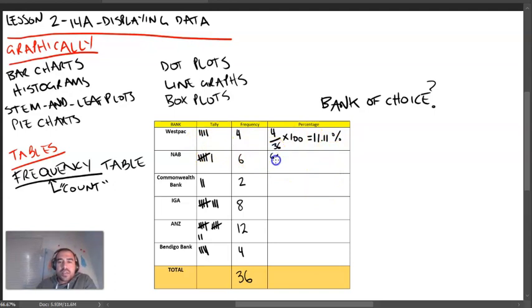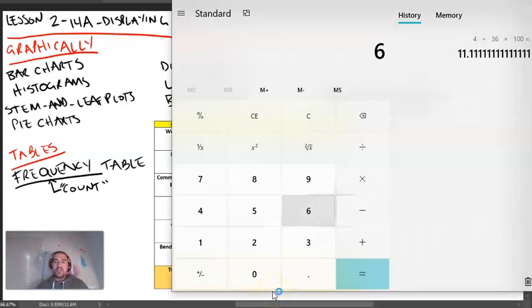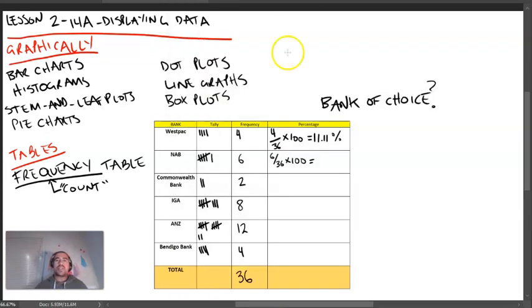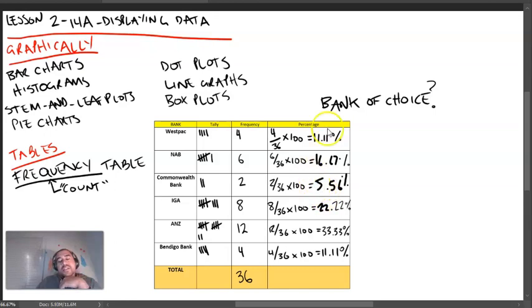Second one, 6 out of 36. The top number is 6 because the frequency count is 6. Bottom number is 36, times 100. Again, on your calculator, you'll put 6 divided by 36 times 100, 16.67. And that is again given as a percentage. I'm going to go ahead and work these out. Once I'm done, you can go ahead and copy this down and you can get the percentage based on the bank of choice. Right, I've gone ahead and filled out the percentage of the bank of choice.